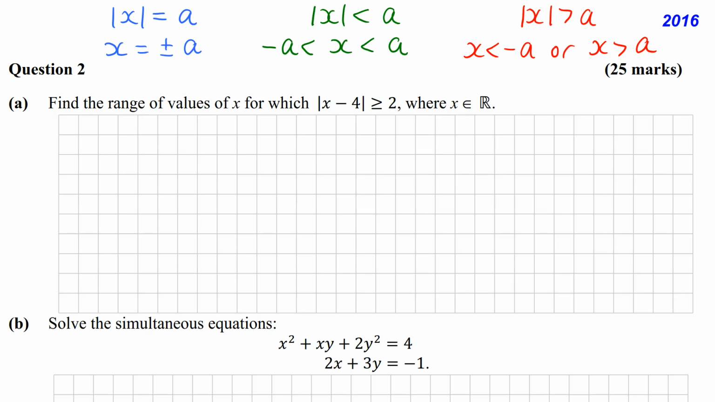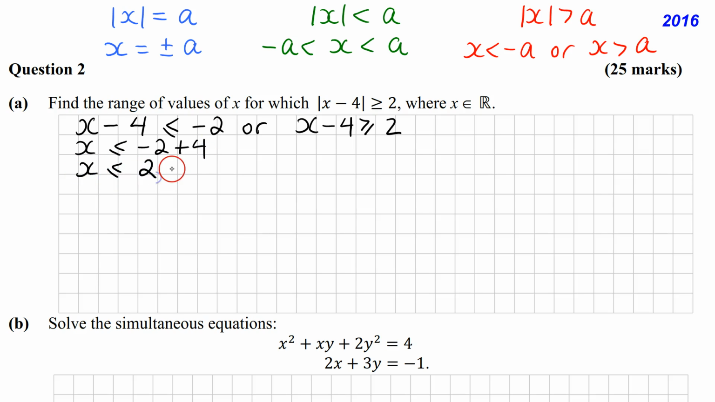Now our x has been replaced with x minus 4, so we simply have to write down that x minus 4 is less than or equal to minus 2, because there's an equal to in the question, or x minus 4 is greater than or equal to 2. So this one here will give me that x is less than or equal to minus 2 plus 4, that is, x is less than or equal to 2. And over here it will give me that x is greater than or equal to 2 plus 4, so x is greater than or equal to 6.